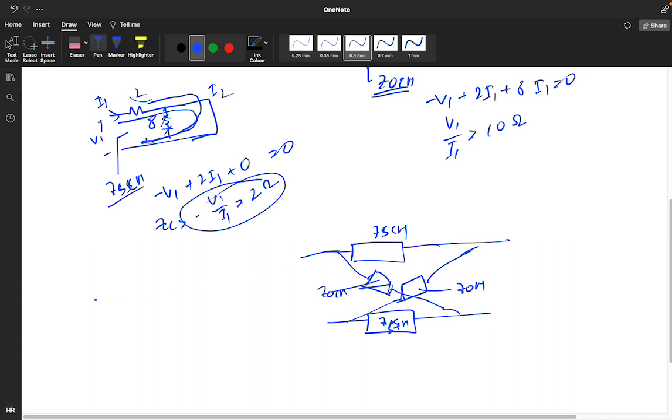So what is the value we are getting? The network will be, open circuit is what? 10 ohm. Short circuit is 2 ohm. This is 2 ohm. This is 10 ohm. So you made it your 2-port network. That is the lattice network you designed. You designed the lattice 2-port network.